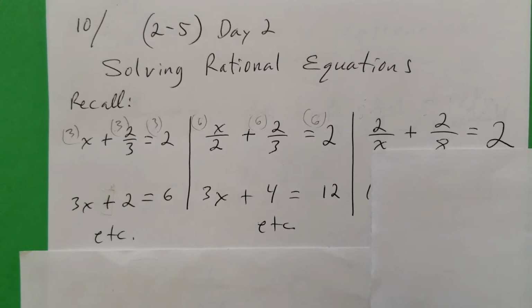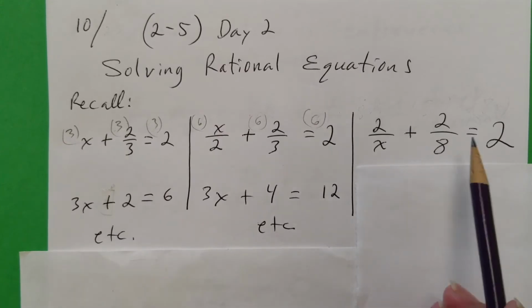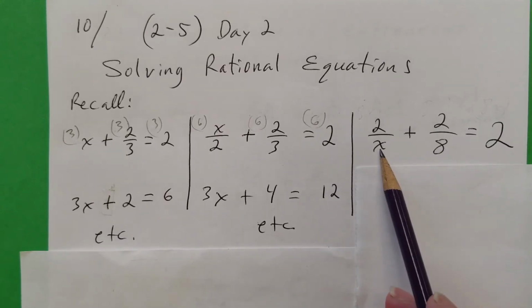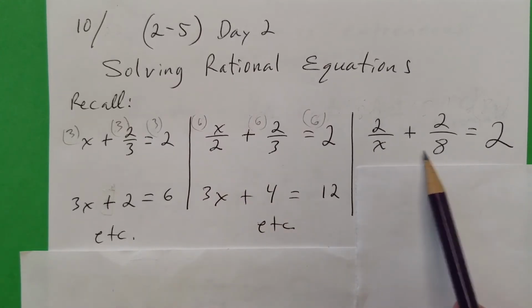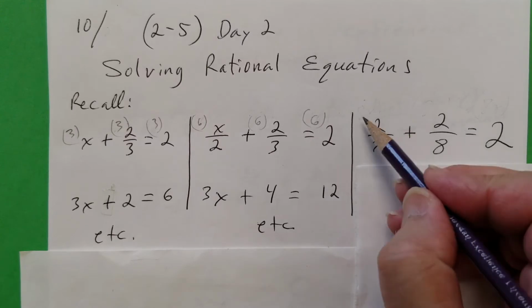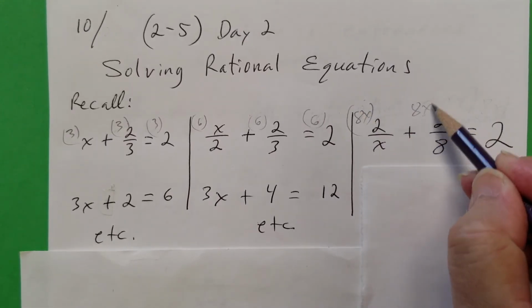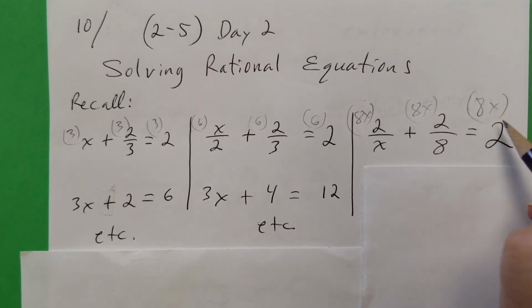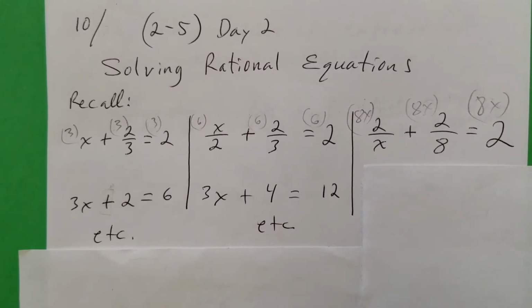This third one, the common denominator is not just a number, right? I have 8 and x. Well, just like here, you took the two numbers and multiply them. Take the two denominators and multiply them. That'll be your common denominator, 8x. The 8 will cancel the 8. The x will cancel the x. So I'm multiplying everything by 8x so I can cancel denominators.